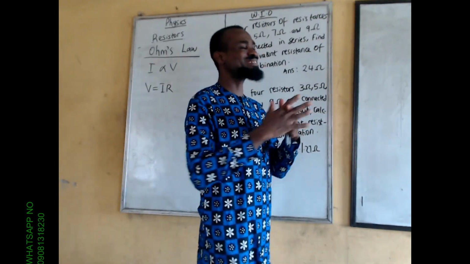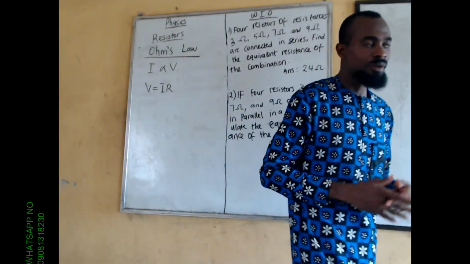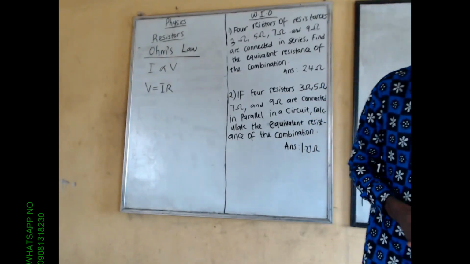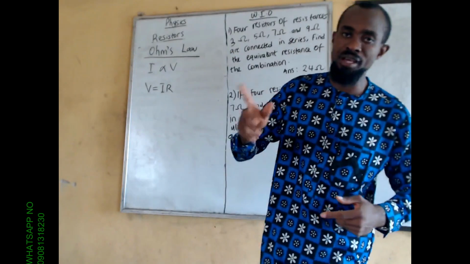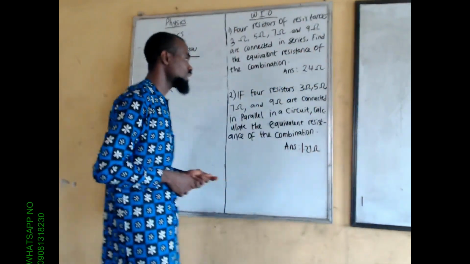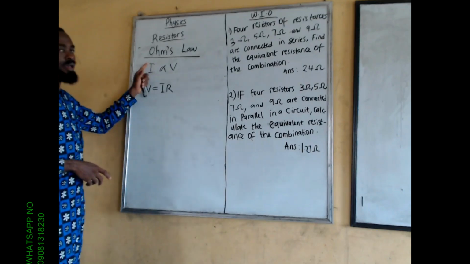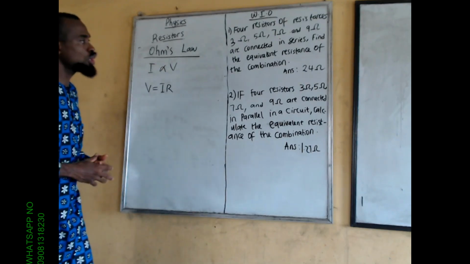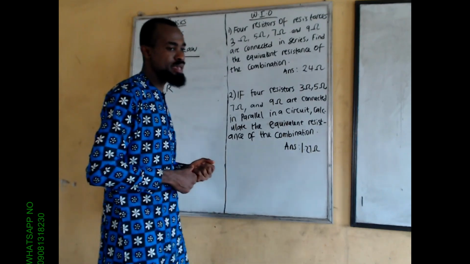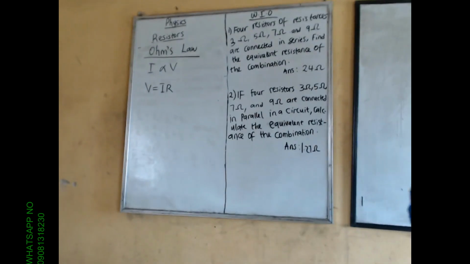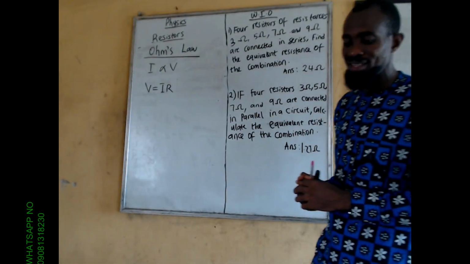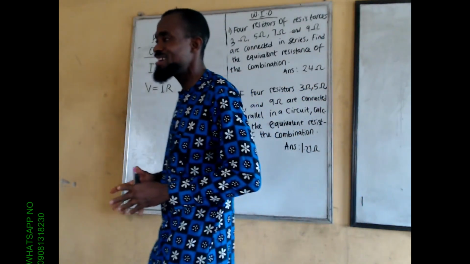Not all conductors obey Ohm's law. Examples are transistors, rectifiers, gases, and radio valves. These do not obey Ohm's law. What we want to now talk about is internal resistance.